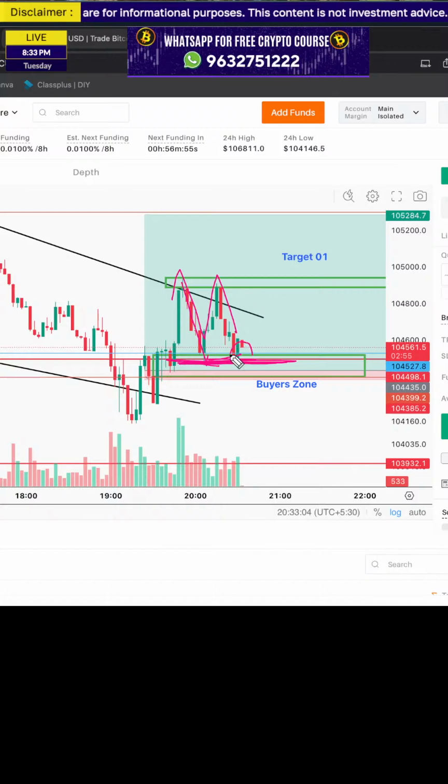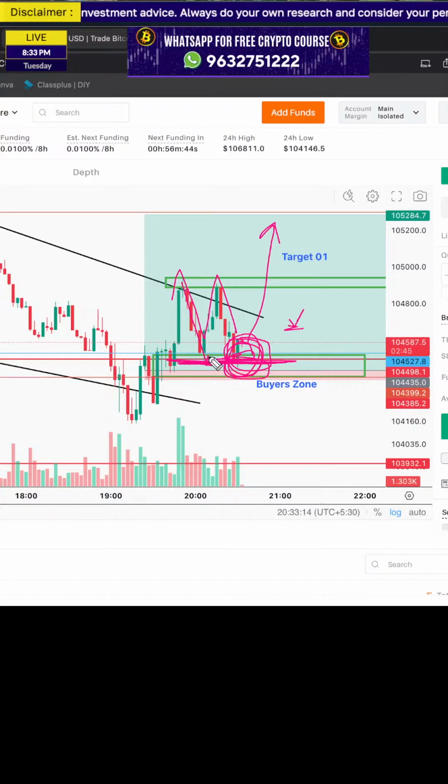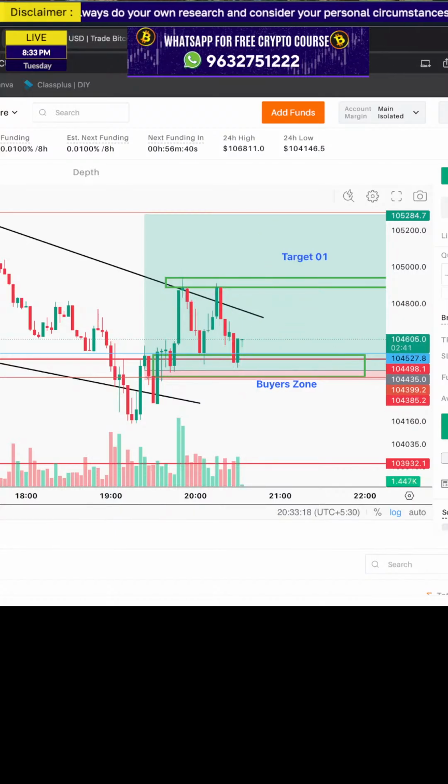Whatever it is, sir, risk here is very less. And risk is less, there is potential. Even if the stop loss hits, we have to go ahead with the setup. That is how it works.